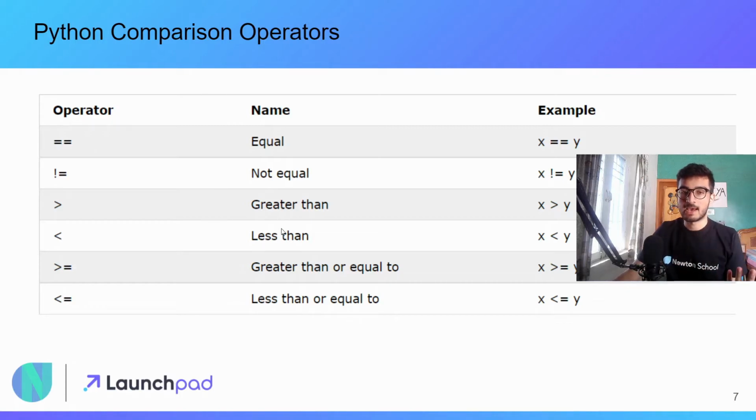Then we have the comparison operators. These are used to compare two values. So we have the equal to equal to.